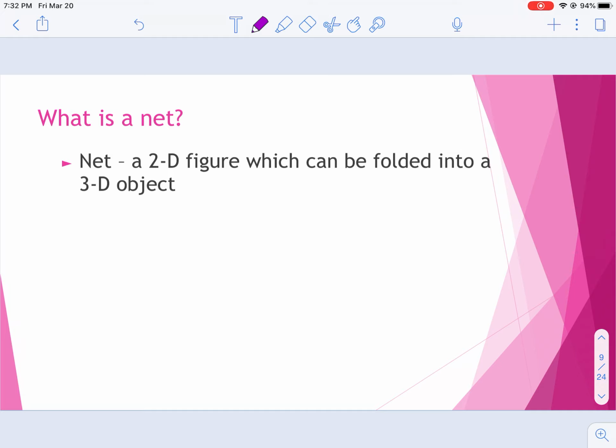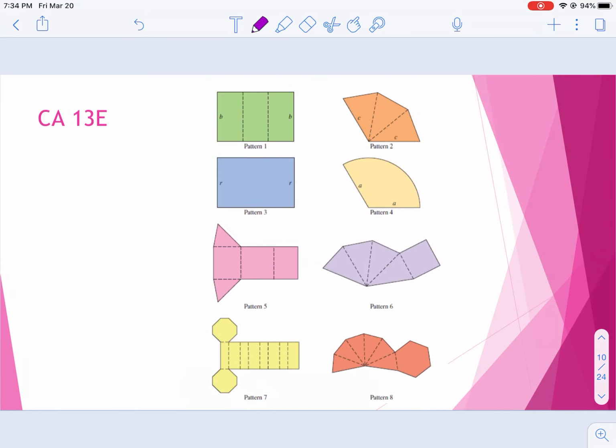In this video, we're going to talk about nets and surface area. Often, nets are used to teach students about surface area. I'm not convinced it's the best way to teach it, and I'll talk more about that in the next video, but for this purpose, we're going to start and just let you know what a net is. So a net is simply a two-dimensional figure which can be folded into a 3D object.